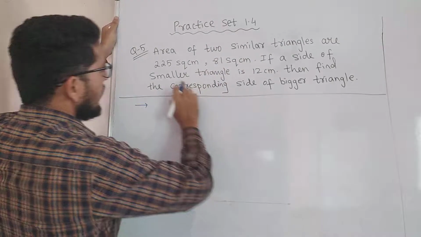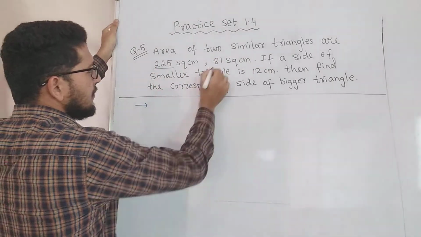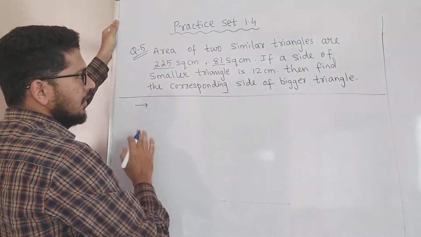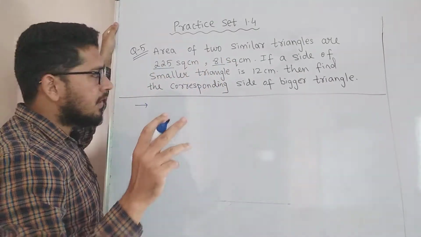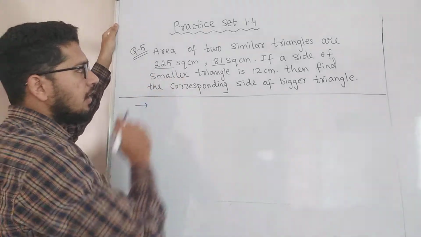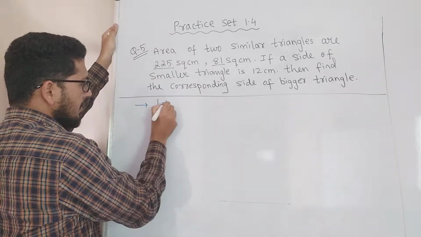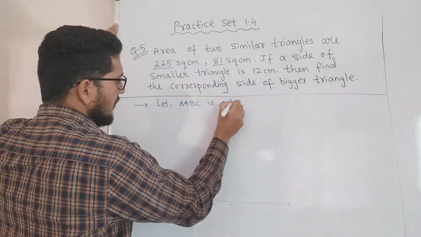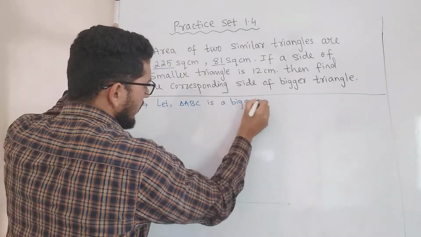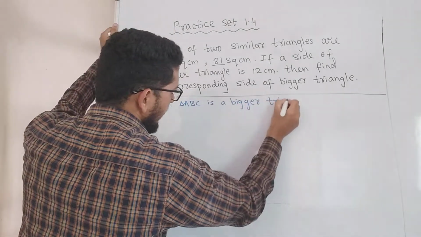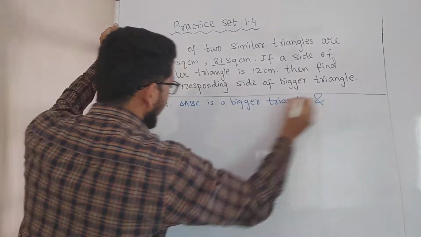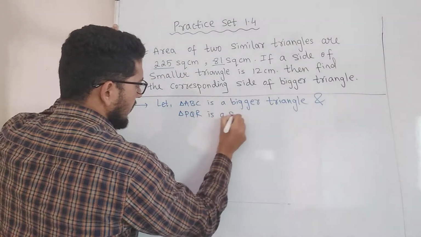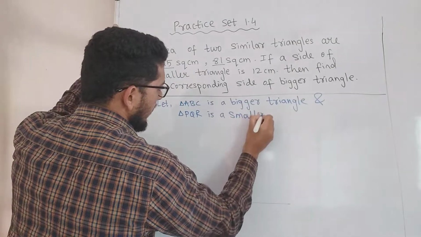Two triangles are given, one has area 225 square centimeter and the second 81. That means the area of one is 225 and the area of the second is 81. The two triangles are similar. So we suppose, let triangle ABC be the bigger triangle, and triangle PQR be the smaller triangle. First we need to suppose this.